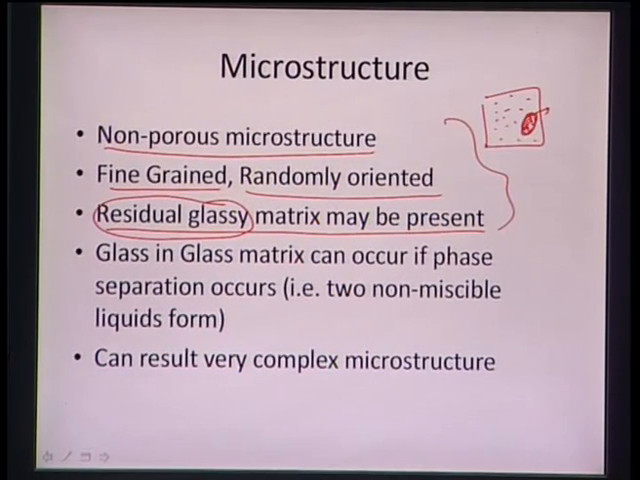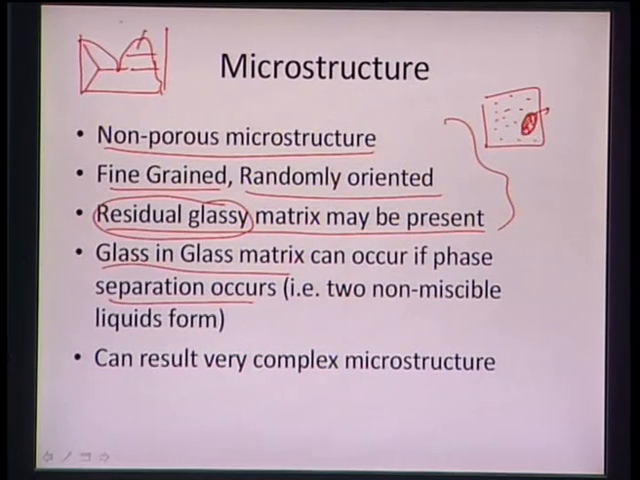Eventually we can also form glass in a glass matrix, if there is some phase separation which can occur at much higher temperature. So let us go back to the phase diagram, where we have a kind of two-phase material. So it can lead to the formation of certain glassy phases or an immiscibility gap between the materials.